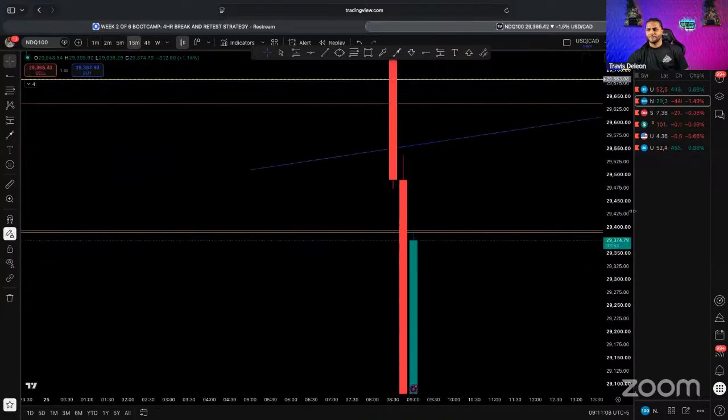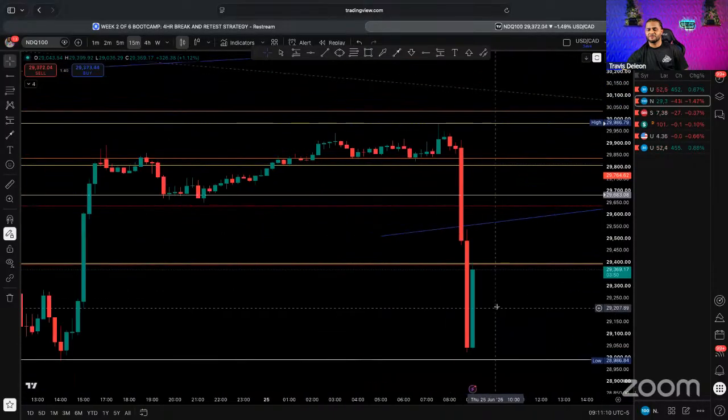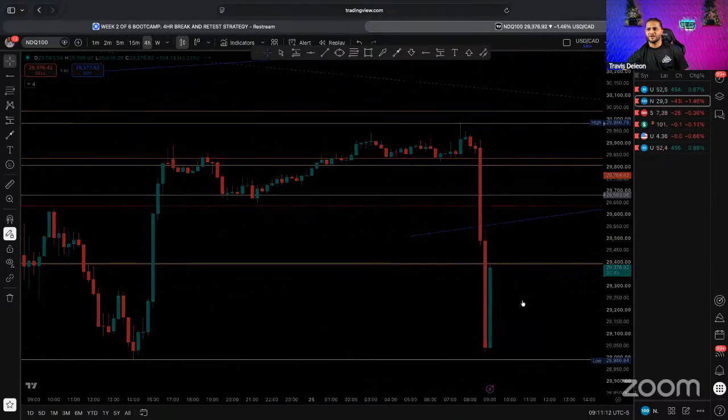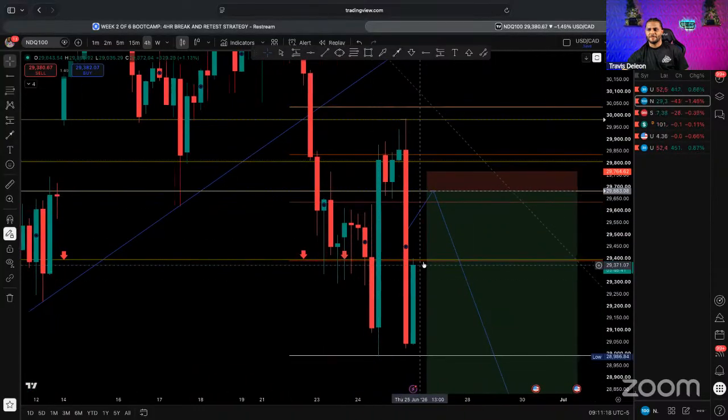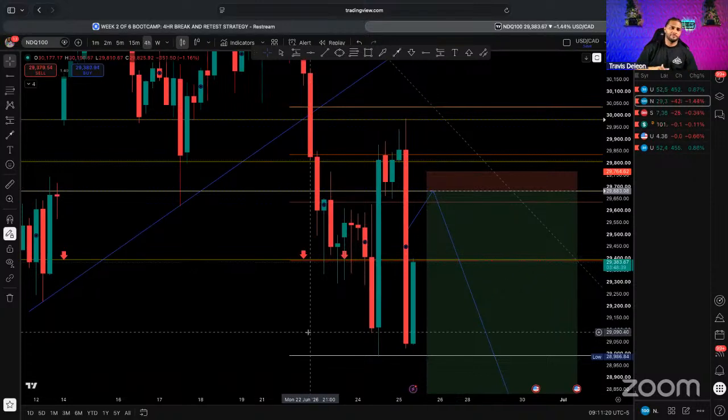So this level is valid because we haven't got a break above, but as I say, I'm not looking to sell from here. I'm looking to sell from here. If I'm selling from here, I'm risking only 0.5%. So if I'm using a 200K account, I'm only risking, you know what I mean, $1,000.